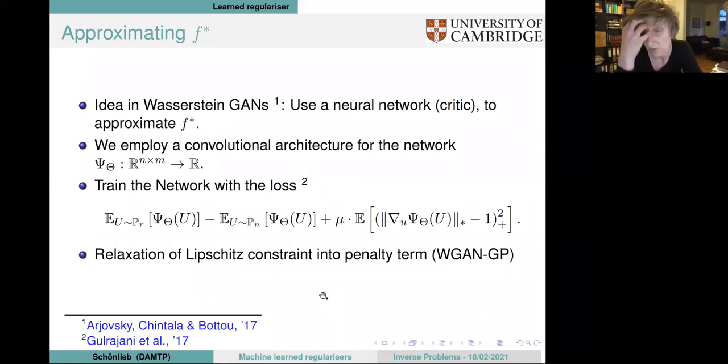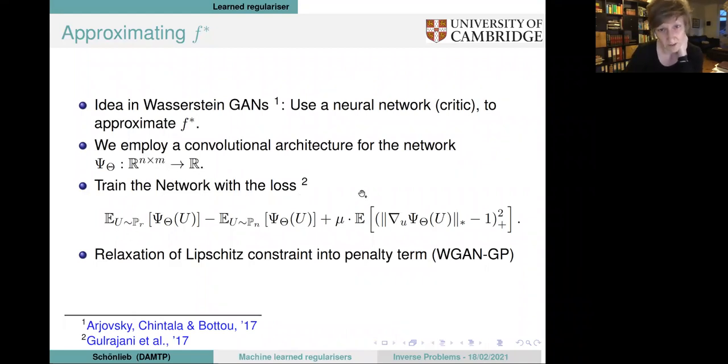So what's the idea? Practically, we approximate the one Lipschitz functions with a neural network. I'm renaming them: instead of F, I'm naming them psi theta. So psi theta are now neural networks that map images of size n cross m, since this explanation is all discrete now, to a real value that tells you the value of the regularizer of this image.